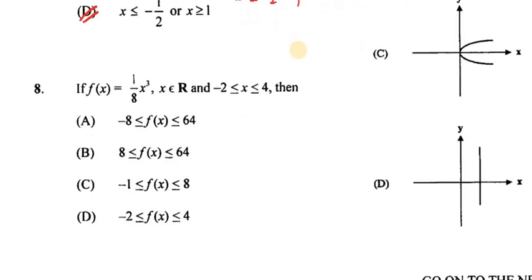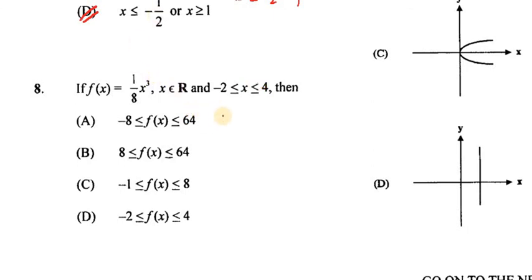Question 8. If f of x is equal to 1/8 x cubed, x is a member of the set of real numbers, and negative 2 is less than or equal to x is less than or equal to 4, then which one of the following answer choices is correct? f of x is equal to 1/8 x cubed, and x is a member of the set of real numbers between negative 2 to 4. Alright, so let us see here.